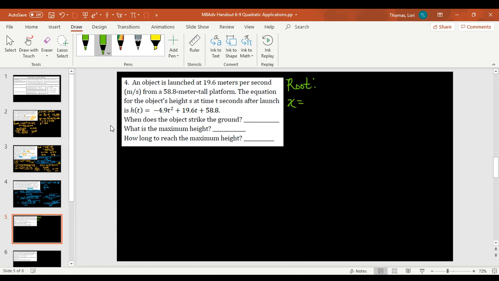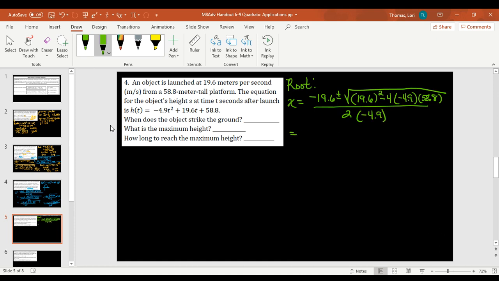Our x-intercepts: negative b plus or minus the square root of b squared, using parentheses, minus 4 times your a value times your c value. These are icky numbers. Be neat with your decimals and your signs, and then 2 times a.